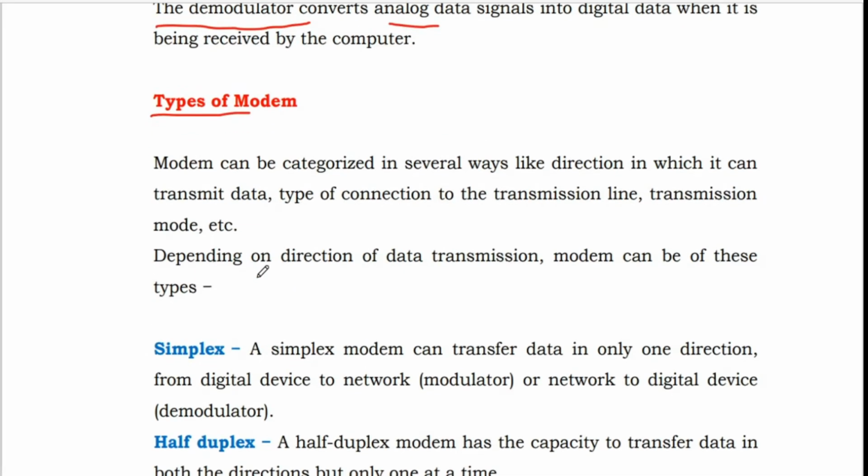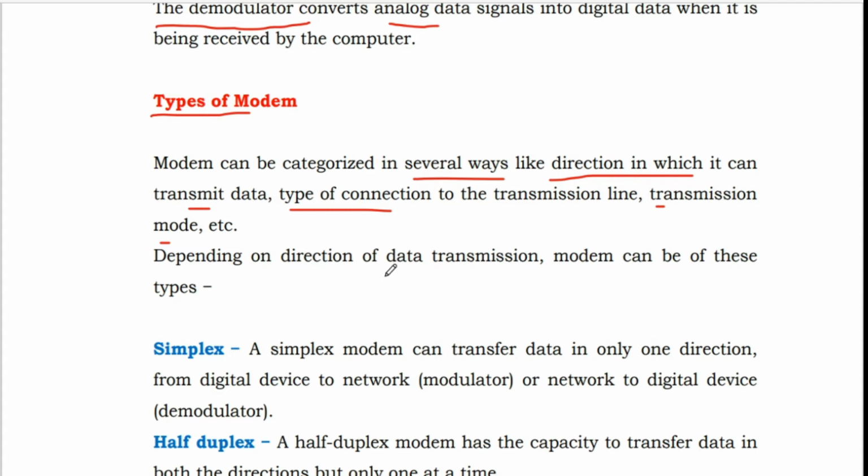So there are different types of modems. A modem can be categorized in several ways, like the direction in which it can transmit the data, the type of connection to the transmission line, and the transmission mode.